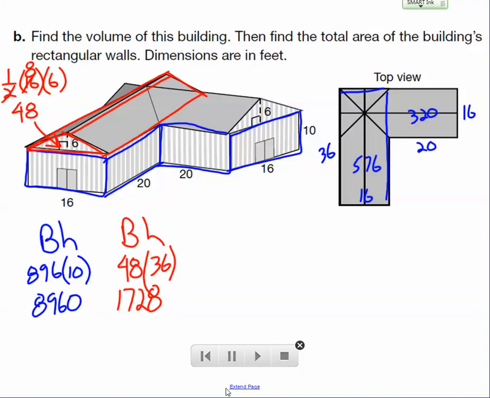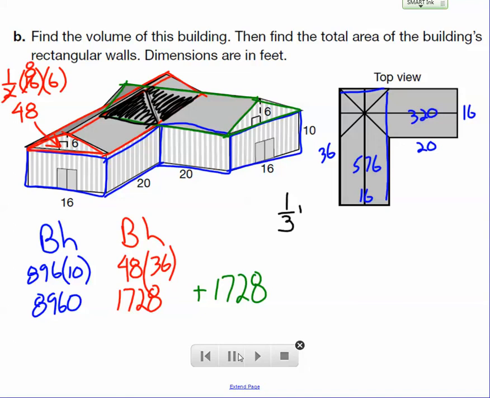Now, next, we've got another triangular prism going this way. Luckily, it's got the exact same dimensions, so the area of that is 1728. But here's the problem: this pyramid where those two triangular prisms overlapped, we double counted that. We counted that twice. So what I'm going to do is find the volume of that pyramid, 1/3 base times height.